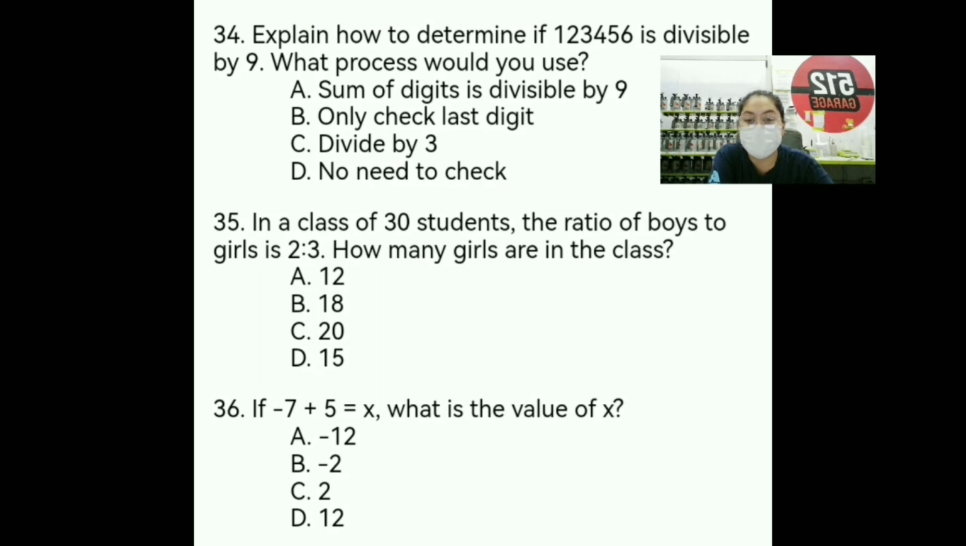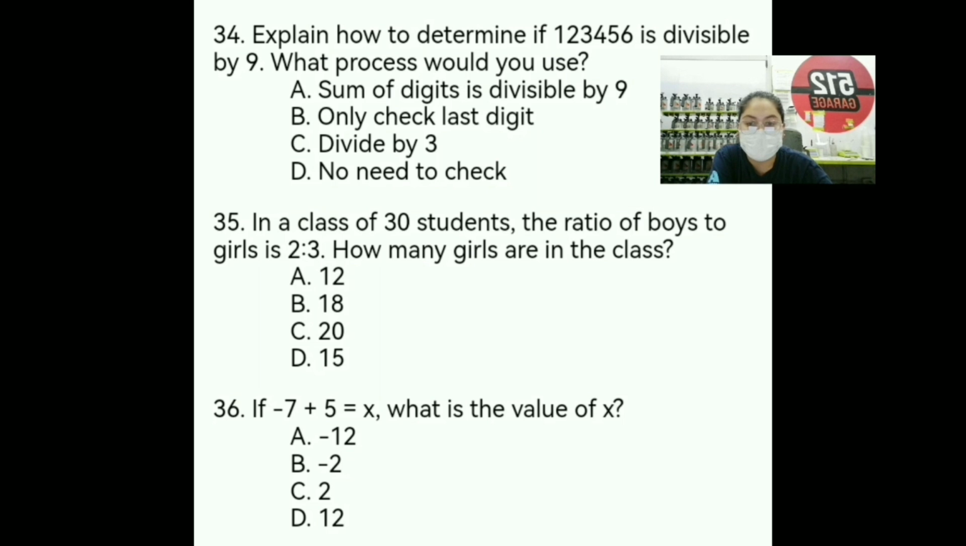This is the correct rule for checking divisibility by 9. Summing the digits provides a quick and reliable method to determine divisibility. Letter B, only check the last digit. This is incorrect. The last digit alone determines divisibility by 2 or 5, not by 9. The property of divisibility by 9 involves the sum of all the digits.